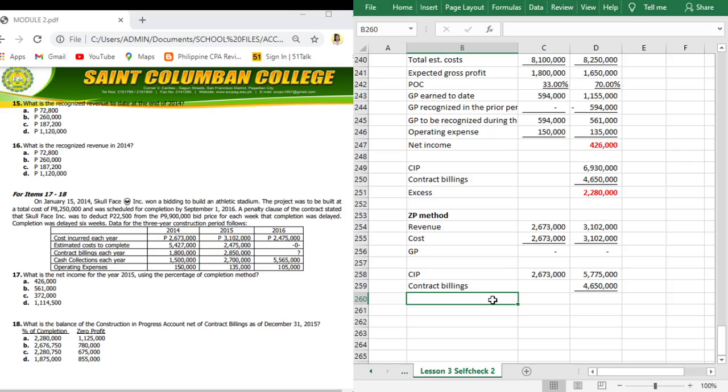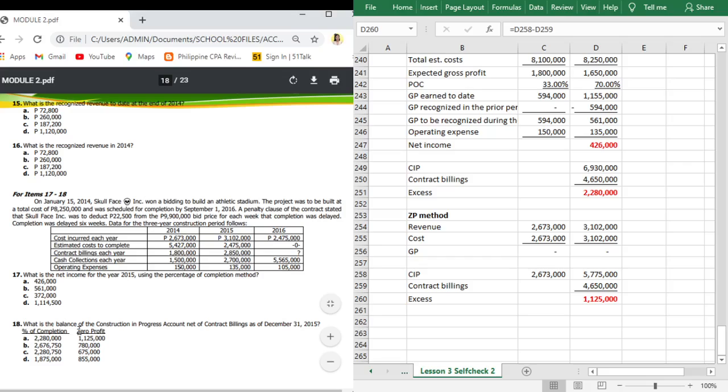Okay, so how much is the excess? We have 5,775 minus 4,650, that is 1,125,000. For number 18, the answer is letter A. Letter A. Okay, 2280 and 1125.